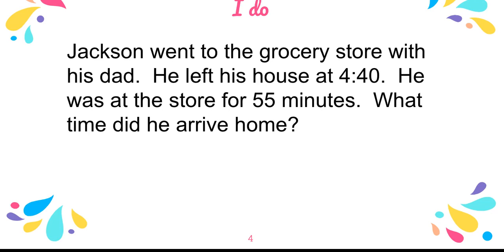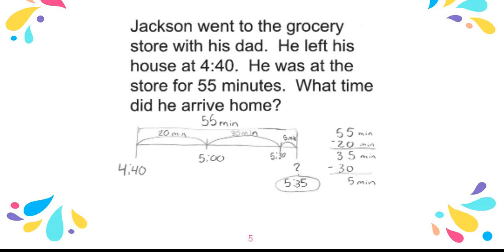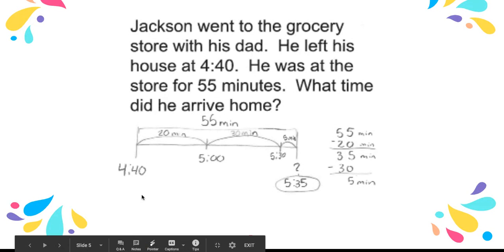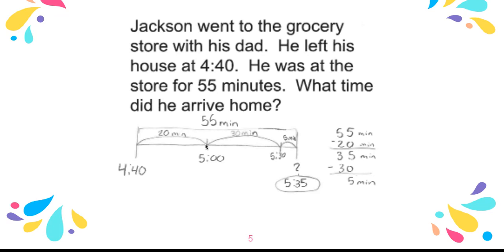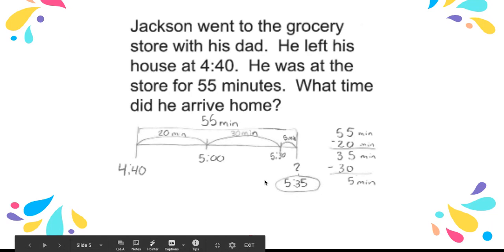Let me show you kind of what I'm thinking on this one. If he starts at 4:40, and I make a hop for maybe 20 minutes, because then that gets me to my next hour, so I get to 5 o'clock. Then I know if I hop 30 more minutes, that gets me to 5:30. Well, 30 and 20 is 50, but I've got to get to 55, so I need 5 more minutes. So from 5:30, 5 more minutes would be 5:35. So all of that together would be my 55 minutes.